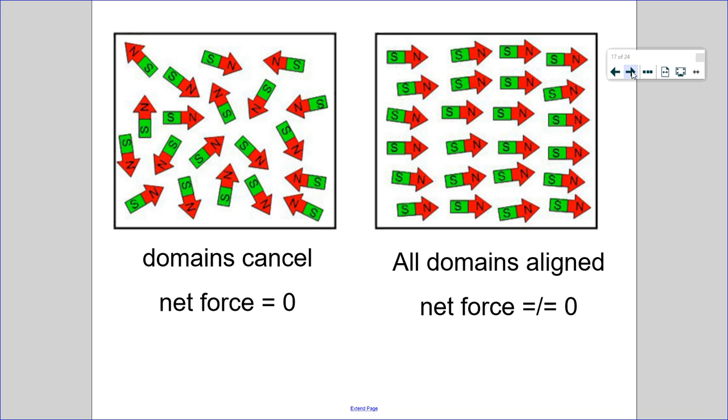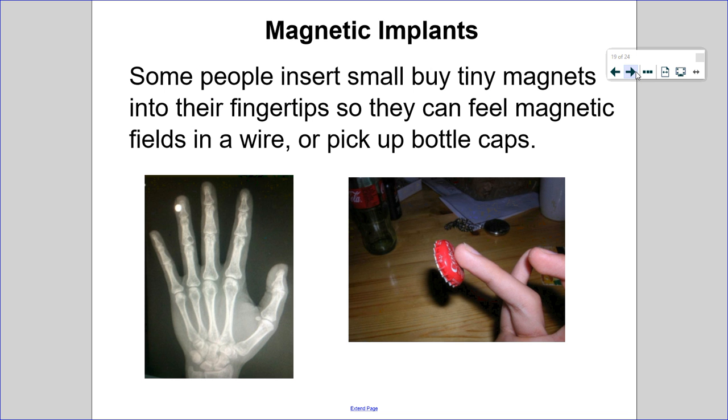So the end result is that when you have a random assortment of magnetic poles pointing in different ways, all those domains on average will cancel out and your net force is going to equal 0. But if you can get all those domains to line up in the same way, then your net force is not equal to 0. It's aligned and you get this net force that's unbalanced and you'll be able to get a force from that.